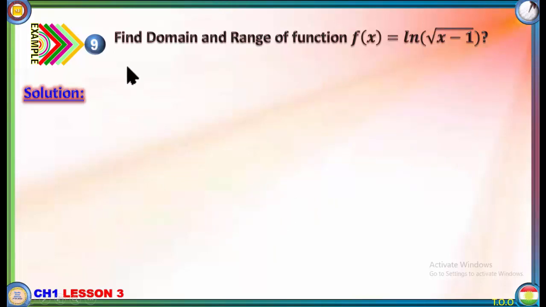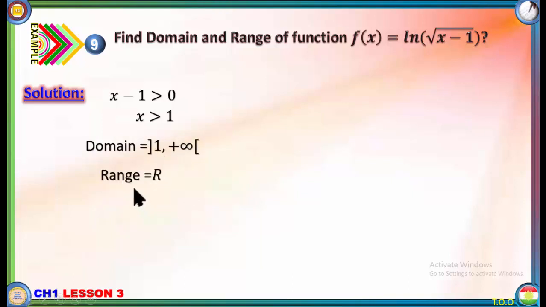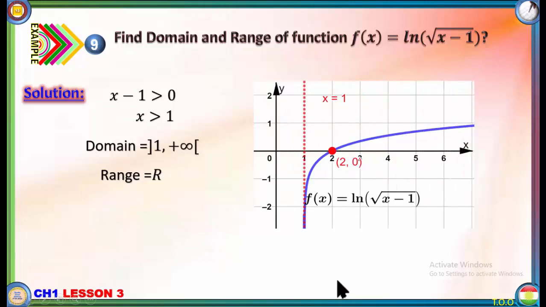Example number 9. Find the domain and the range of the function f(x) equals ln of square root of x minus 1. We must take x minus 1 bigger than 0. Moving minus 1 from left to right, x is bigger than 1. Therefore, the domain is 1 to positive infinity, and the range is all real numbers, as shown in this graph.